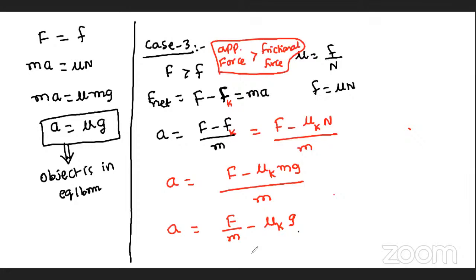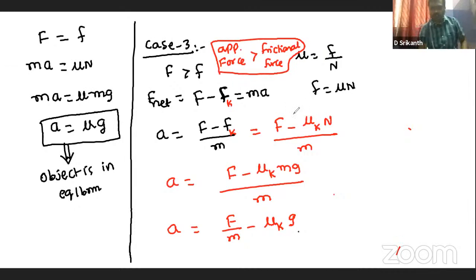When applied force is greater than frictional force. Suppose let us consider I'm having a 2 kg block. Applied force I'm applying with 20 Newton. Suppose I'm having a frictional force of 8 Newton. Resultant force or net force I can write as 20 minus 8.